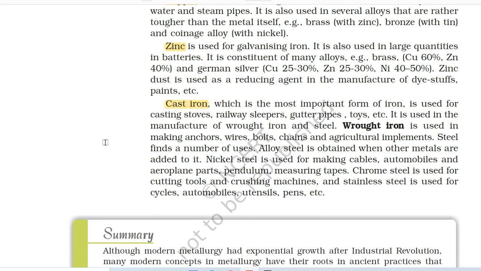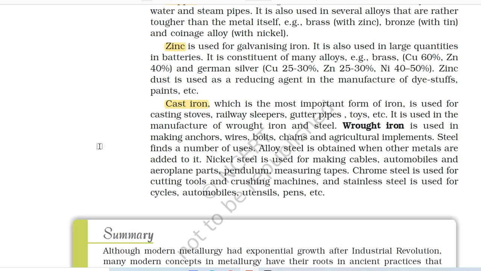Cast iron, which is the most important form of iron, is used for casting stoves, railway sleepers, gutter pipes, toys, etc. It is used in the manufacture of wrought iron and steel. Wrought iron is used in making anchors, wires, bolts, chains and agricultural implements. Steel finds a number of uses.